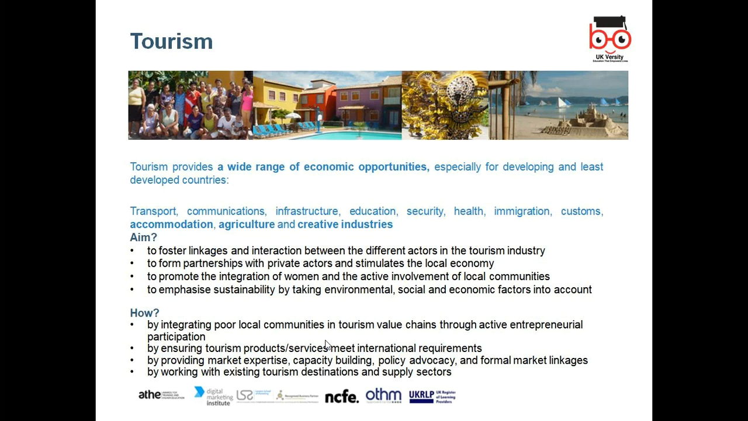Next, we have, especially 3.2, tourism provides a wide range of economic opportunities. The aim, of course, is fostering linkage and interaction with the different sectors by integrating poor local communities in the tourism value chain. To link them, we need to boost their lives. So always we say, think globally, act locally. Give local people jobs, develop their skills, set up technical colleges and expertise. You make the chefs local, you use the local ingredients, so local farmers will get help.